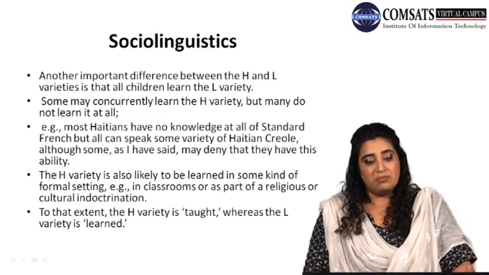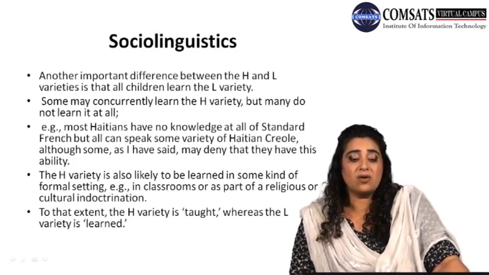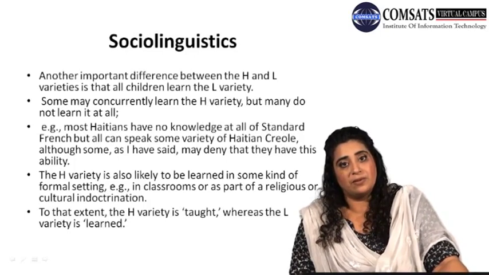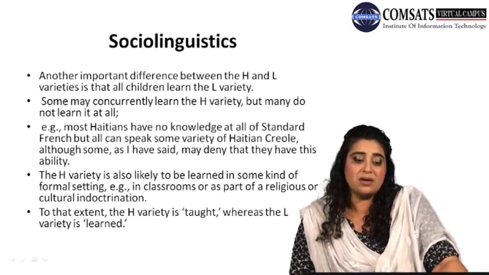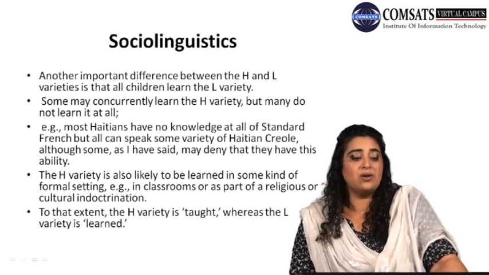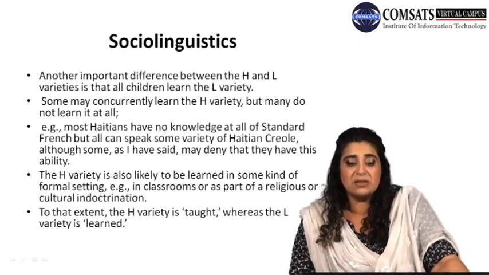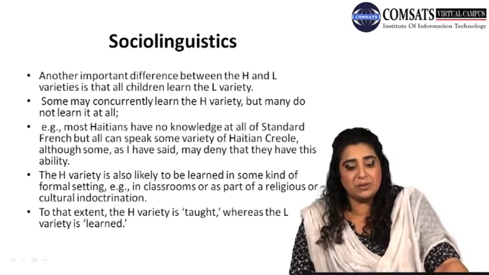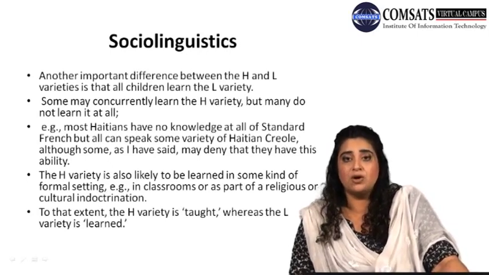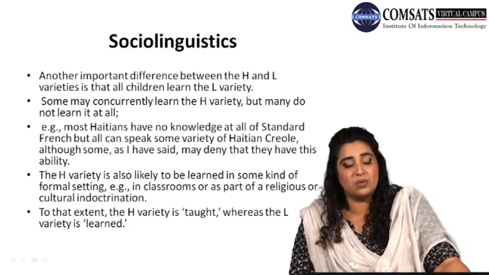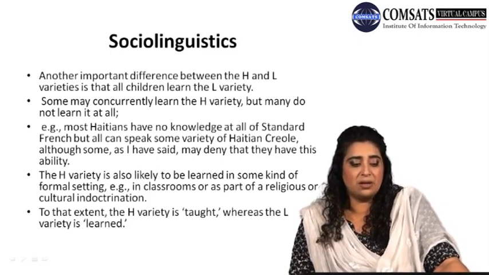So another important difference between the high variety of language and the low varieties is that all children learn the L variety. So they learn the low variety because it's easier and simpler for them to understand that part of the language. Now, some may concurrently learn the H variety, but many do not learn it at all. Because children are just learning to speak a language, it's easier for them to learn the L variety, which is simpler than the H variety, which would be very complicated and which mostly educated adults would use. So sometimes they do learn the H variety, but most of the time they don't learn it at all.